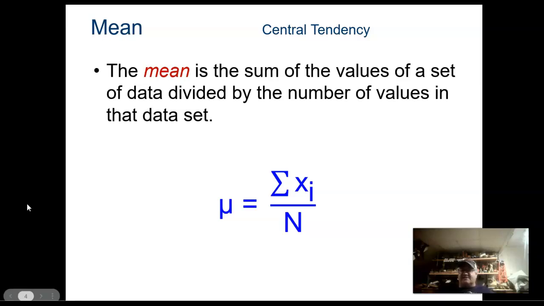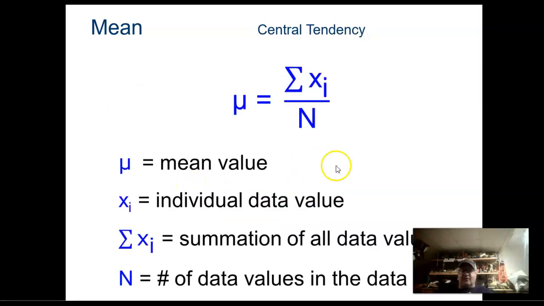The mean is the sum of the values of a set of data divided by the number of values in that data set. Now, don't get confused. You are going to start to see formulas that look like this. It's just a matter of understanding what each of these symbols actually means, and then plugging and chugging once we put that into our actual formulas. So let's take a look at what these are.